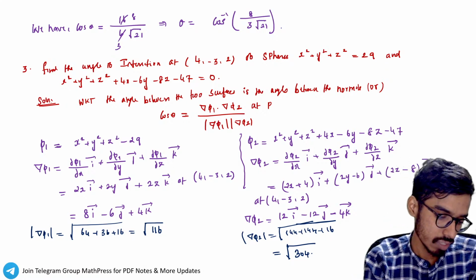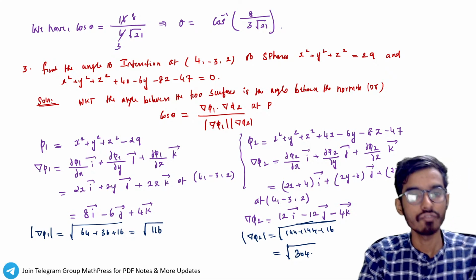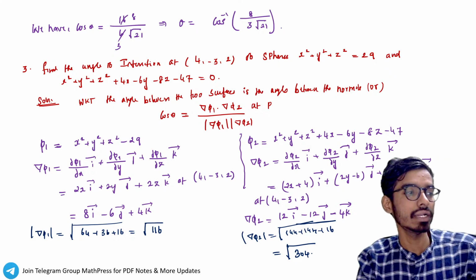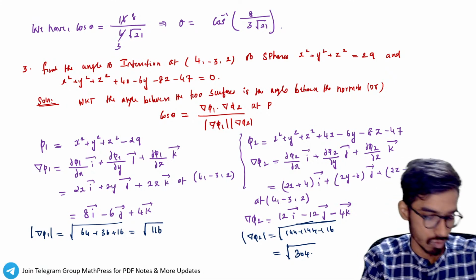So the angle between the two surfaces is the angle between the normals, or you can also use the formula del phi 1 dot del phi 2 divided by modulus of del phi 1 modulus of del phi 2 at the point P.